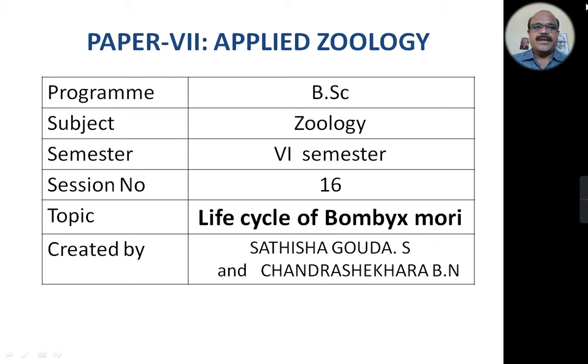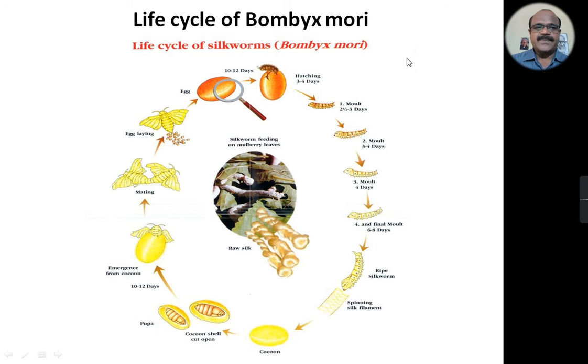In this video session, I am going to speak on the topic life cycle of Bombyx mori. The topic belongs to Tumkur University, 3rd BSc 6th semester Zoology, paper 7 Applied Zoology. The life cycle of Bombyx mori takes place in 4 stages, that is eggs, larval forms, pupa and adult moth.